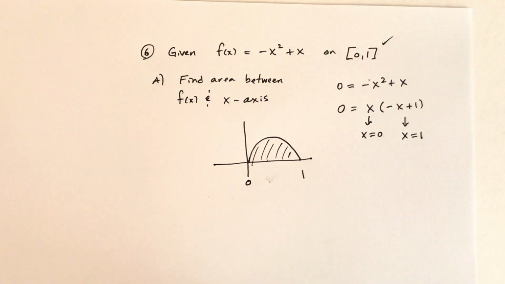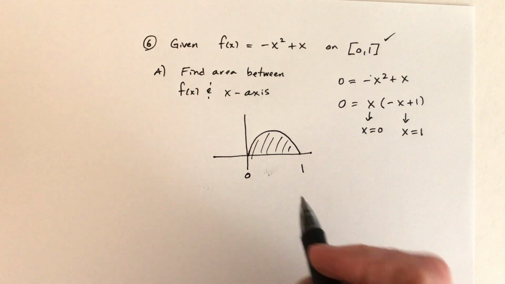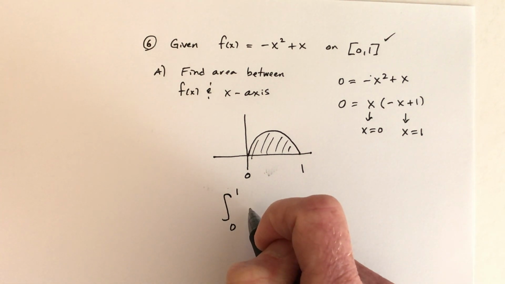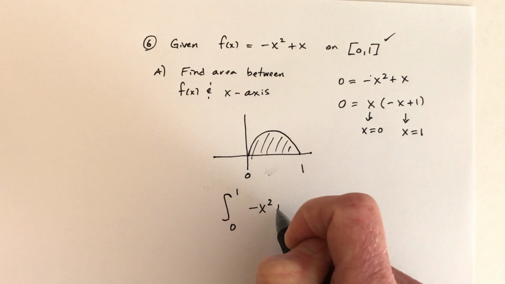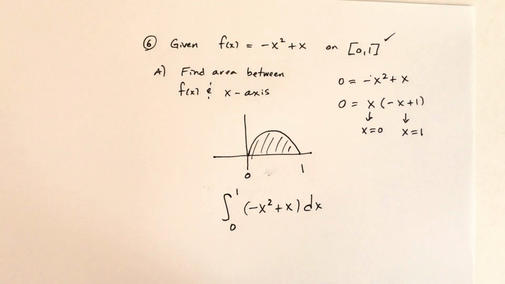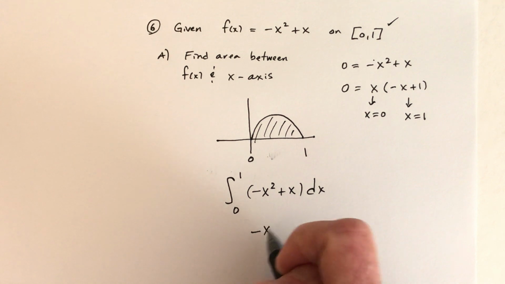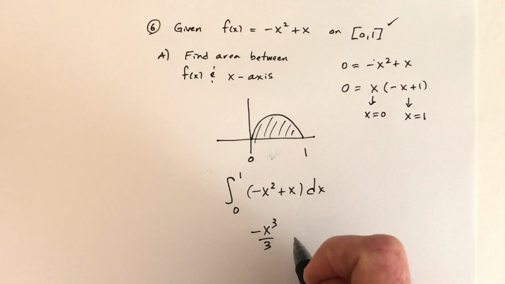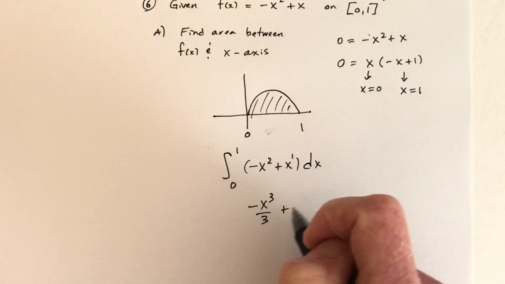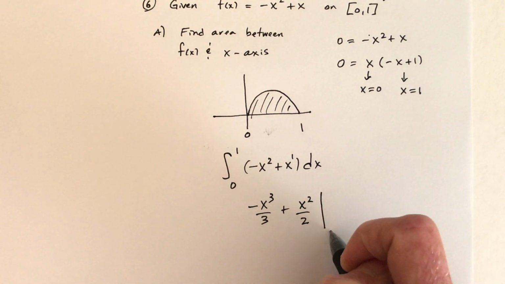So that's pretty straightforward. Just integrate from 0 to 1. So integrate from 0 to 1, the negative x squared plus x and then do the antiderivative, so negative x cubed over 3. For this one, its exponent is 1, so when you add 1, it's going to be x to the 2 over 2. And then evaluate from 0 to 1.